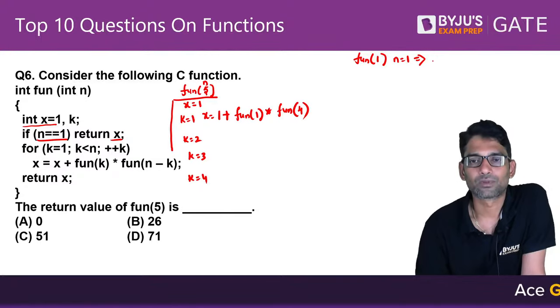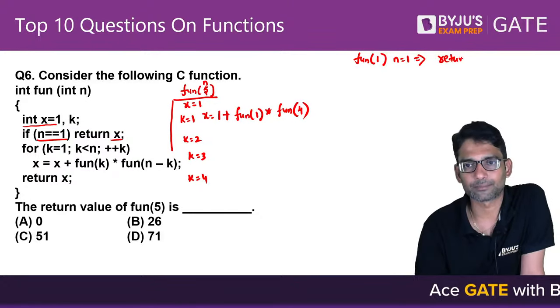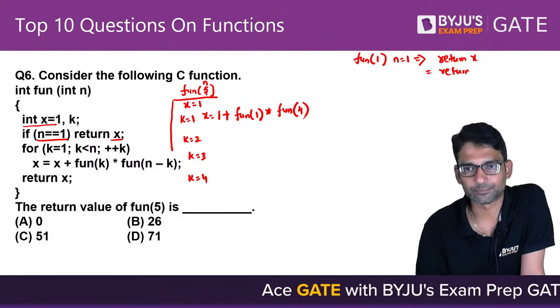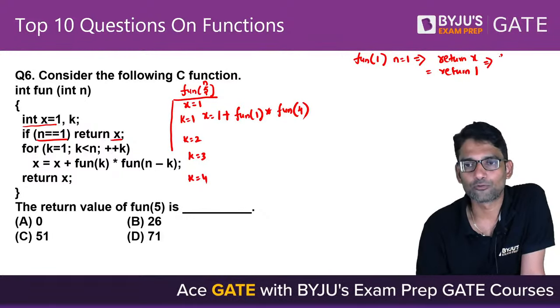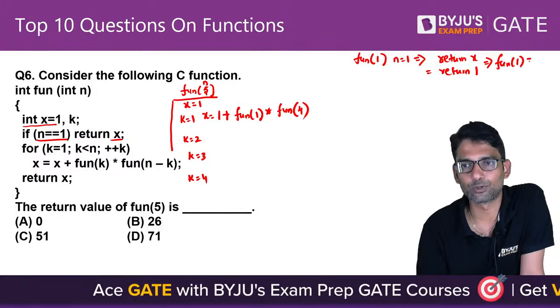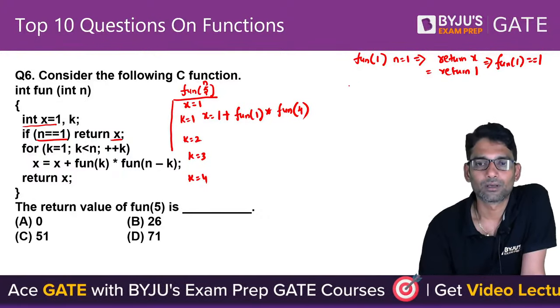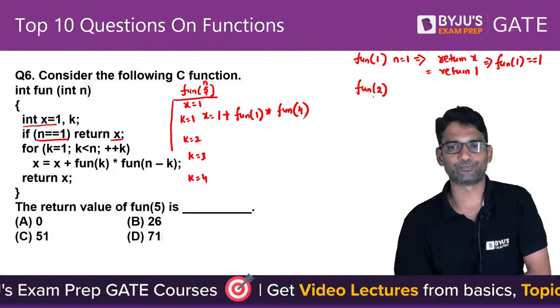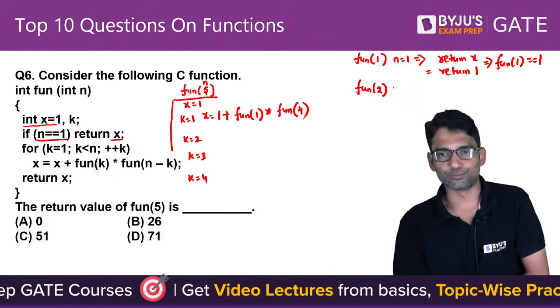So, return x, that means return 1. So, fun of 1 value would be 1. I am doing bottom up approach. Now, let me do fun of 2. N is 2.